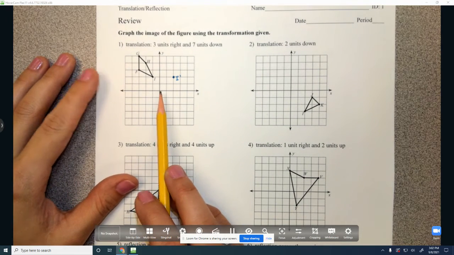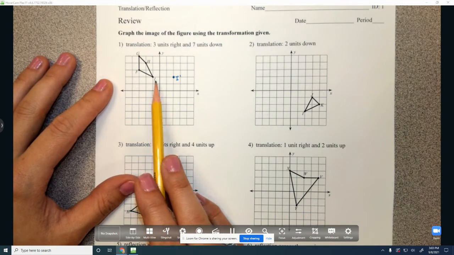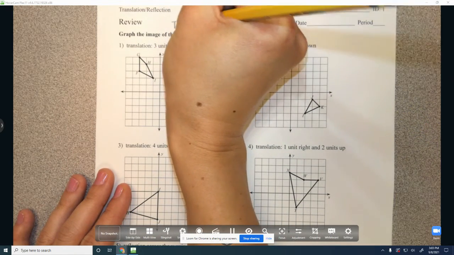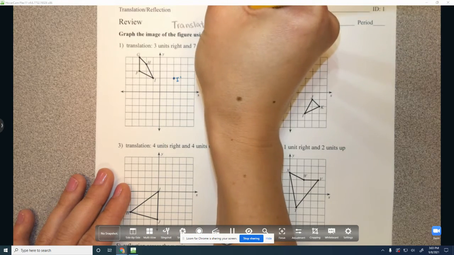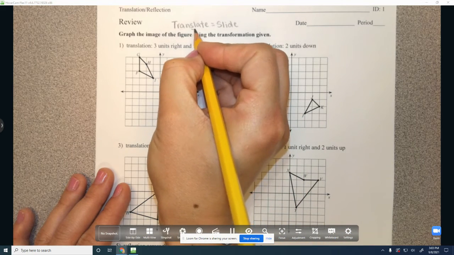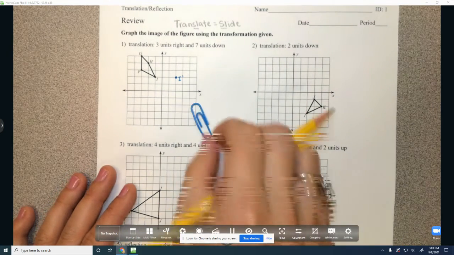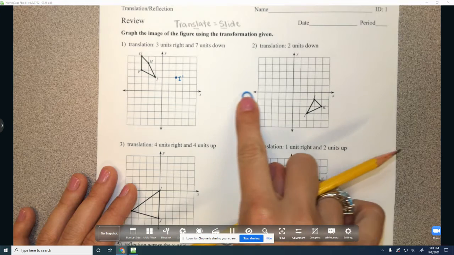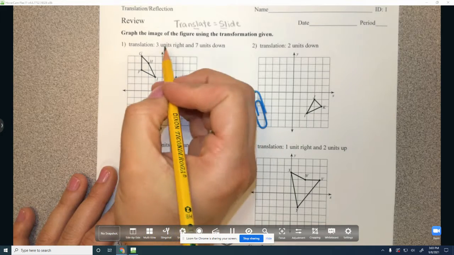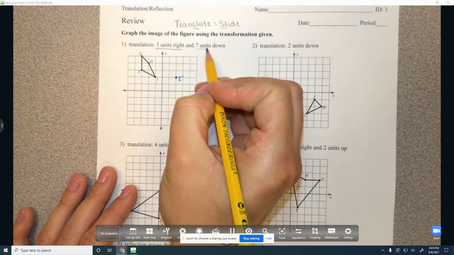This first one is actually a non-example. So when you're translating these points, remember to translate means to slide. And you can remember that because in translate you have an SL and in the word slide you have an SL. So when we're translating something, like if I were to translate this paper clip, I'm literally sliding it. And our problems tell us how far to translate it, or slide it. So this one says translation 3 units right, 7 units down.